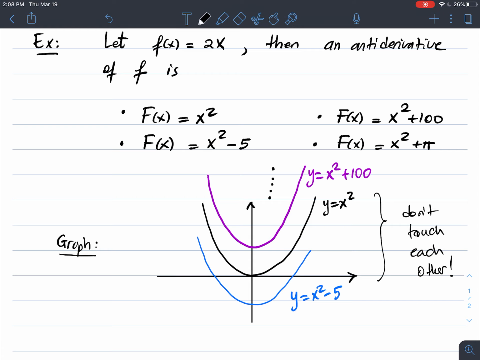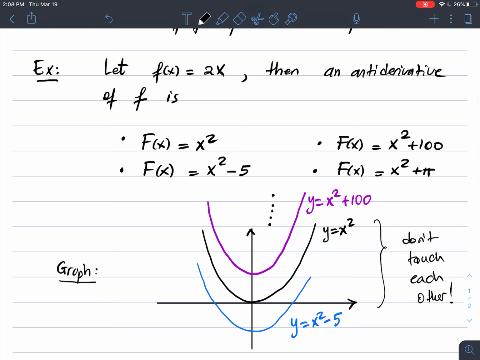So let me move on then to define the most general antiderivative of a function f. Note here that we have various choices for an antiderivative, and the only difference between them is the constant at the very end. So if you take this x squared and add a general constant c, depending on the value of c, you'll get a different antiderivative, which means that the most general antiderivative of the function is x squared plus c.